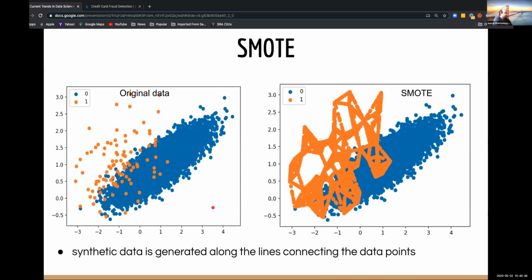And let's say that this is our original data from the credit card fraud. The blue points are the majority class and the orange ones are the minority class. If we use SMOTE, then we'll end up with a generated sample that looks like this, because it's connecting along the lines of the points that connect the points. So it looks like this.